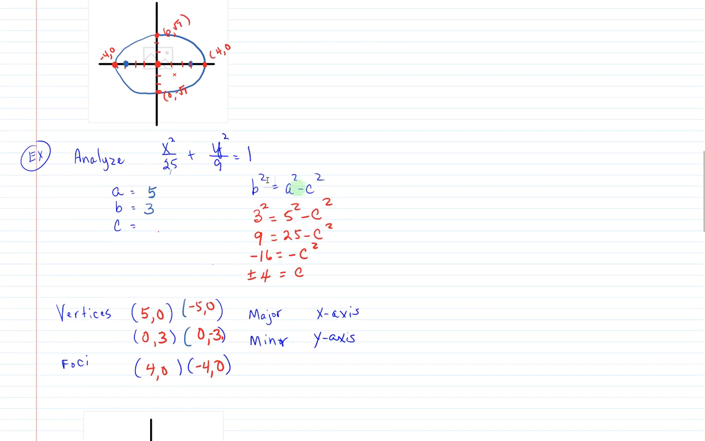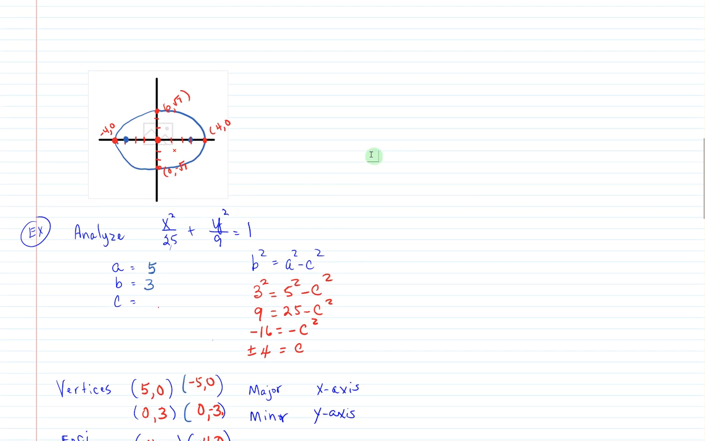On this one, you are given the equation, x squared over 25 plus y squared over 9 equals 1, and we need to figure out what our vertices and major axis are, that sort of thing. So a is 5, b is 3. We need our c value. We can use this formula to come up with that. So we have 3 squared equals 5 squared minus c squared. You end up with c is plus or minus 4.